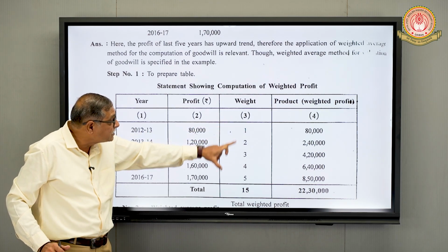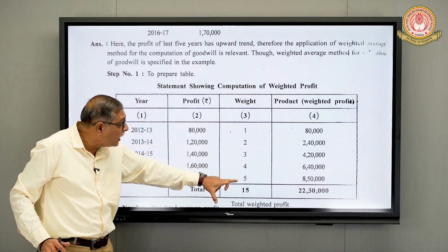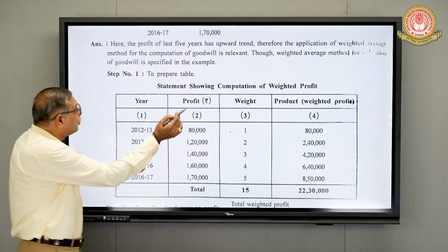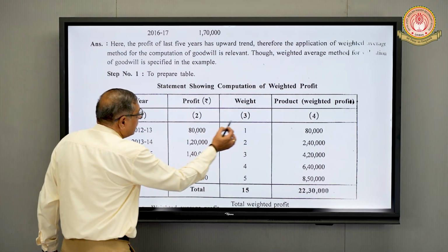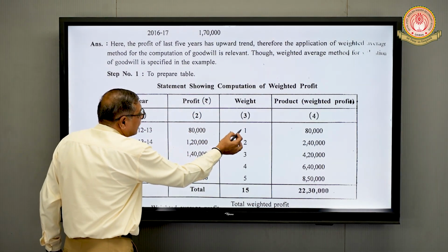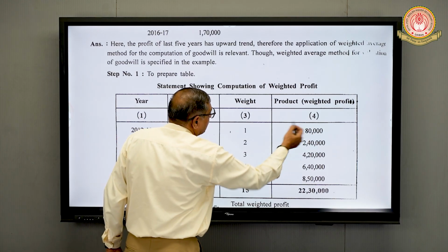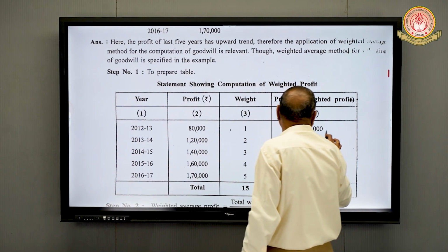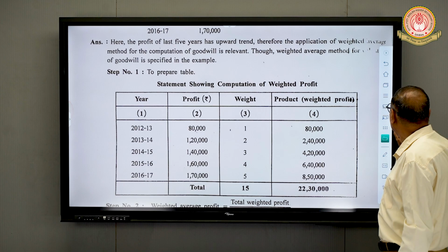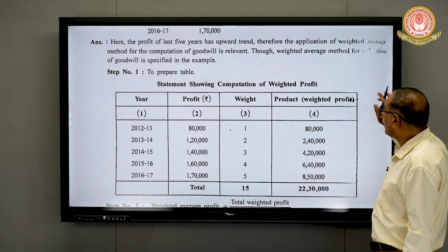Then go on increasing 1, 2, 3, 4 and 5. And then you have to multiply the profit into weight. So you will get the product over here. So this product you got it. So that I can show you here the product method.